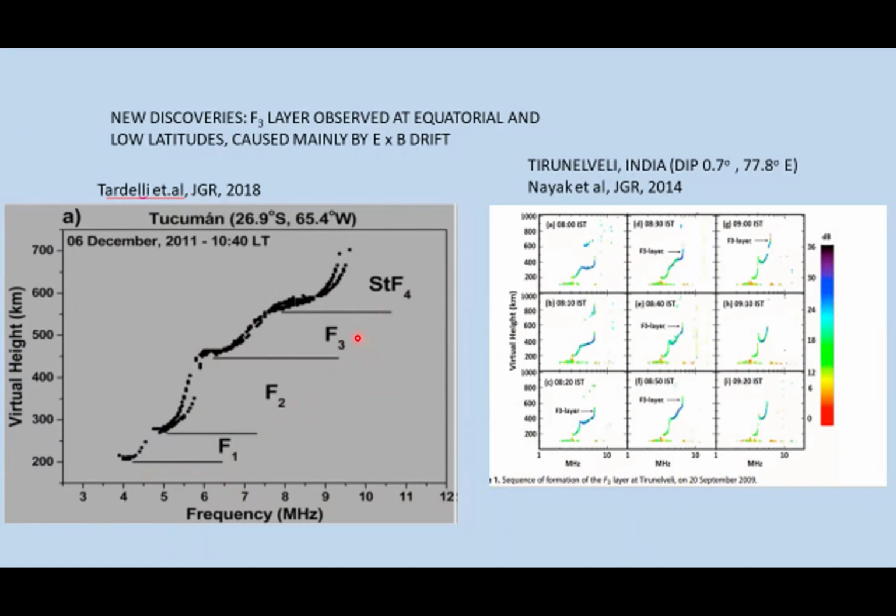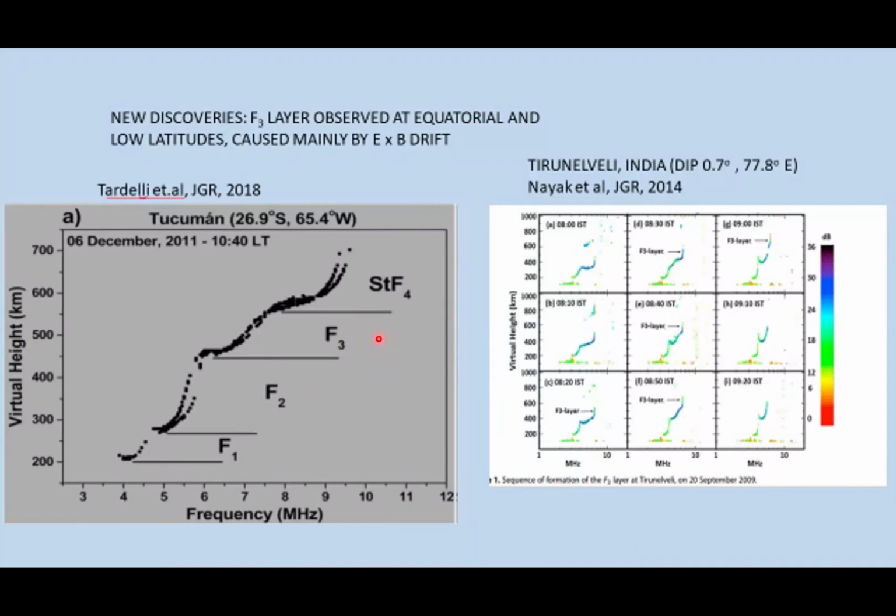This is usually seen only at equatorial and low latitudes, and the main reason for that is attributed to the E cross B drift that we discussed, because there is the electric field in the eastward direction driven by the dynamo action, and the magnetic field is in the northward direction, and therefore the plasma undergoes a vertical drift, and therefore it goes to a region where the loss is very small, and therefore the plasma density can increase, and that leads to the presence of the F3 layer.